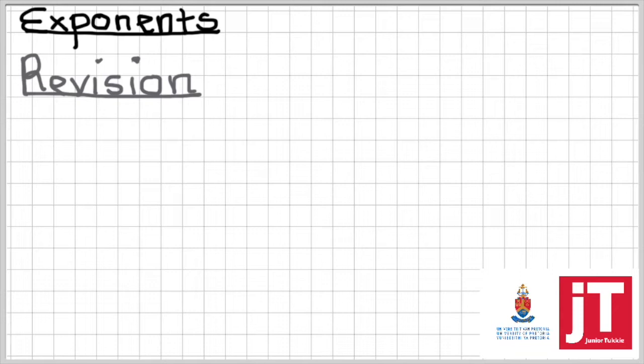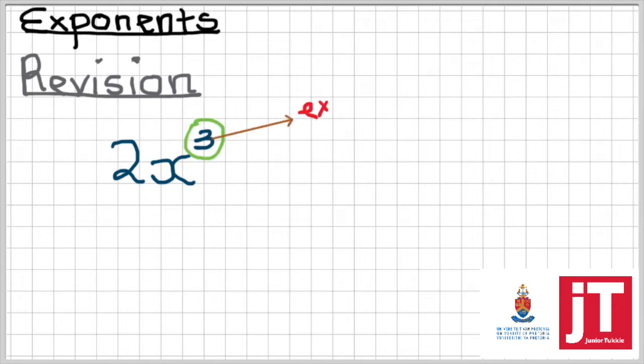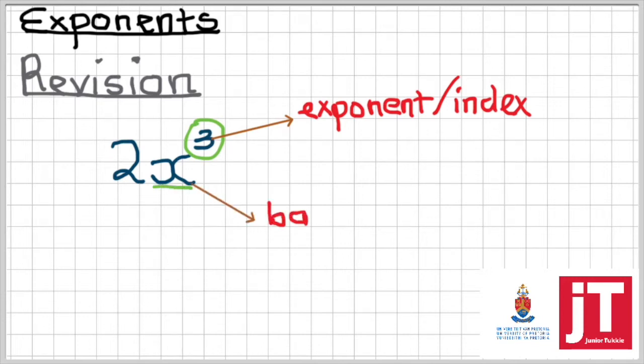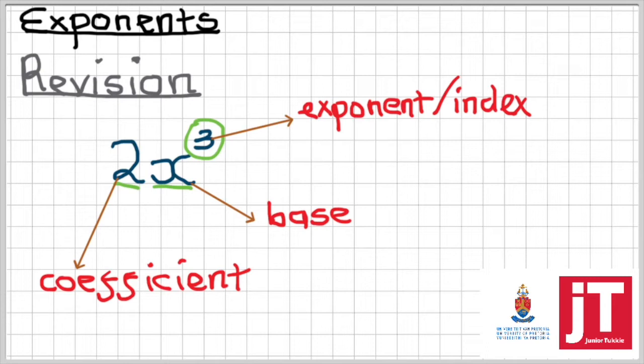We're going to start off with an expression like 2x to the power 3. In that expression, it would be important for you to recall the components of that expression. We're going to start off with the 3. The 3 that you're seeing represents the exponent or the index. The x that you're seeing represents what we call the base. The 2 that you're seeing represents the coefficient.